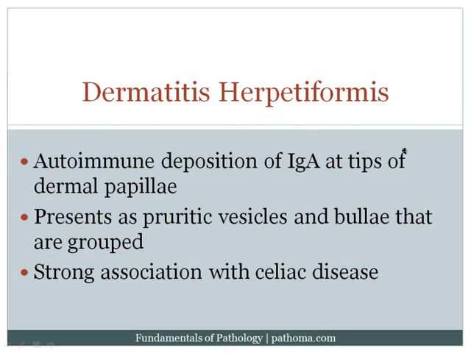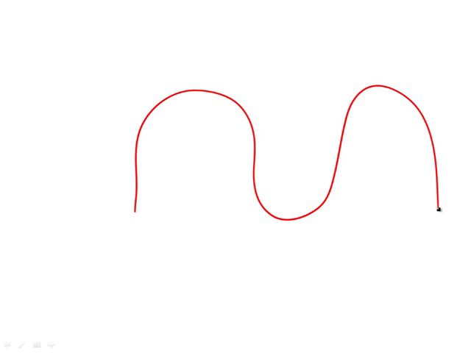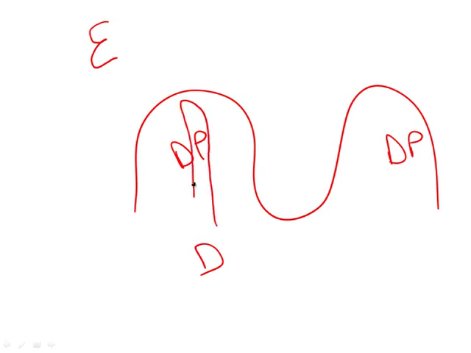Dermatitis herpetiformis is when you get autoimmune deposition of IgA at the tips of the dermal papillae. Let's go back and remind ourselves. Here is the epidermis. Here is the dermis. These are the dermal papillae. And remember that within the dermal papillae, you've got these blood vessels which help to feed the epidermis. Now what's going to happen here is you're going to get deposition just at the tip of the dermal papillae, for example, here and here.